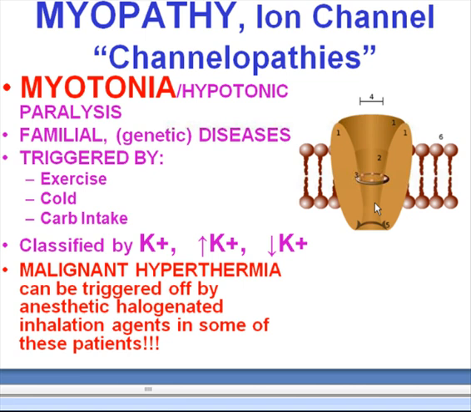And the one person that's always aware of the ion channel myopathies, even though they're not that common, are the anesthesiologists, because they generally know and they're afraid that sometimes halogenated anesthetics can trigger this off too and result in an extreme myotonic, hypotonic acute episode, especially in an important muscle like the diaphragm.